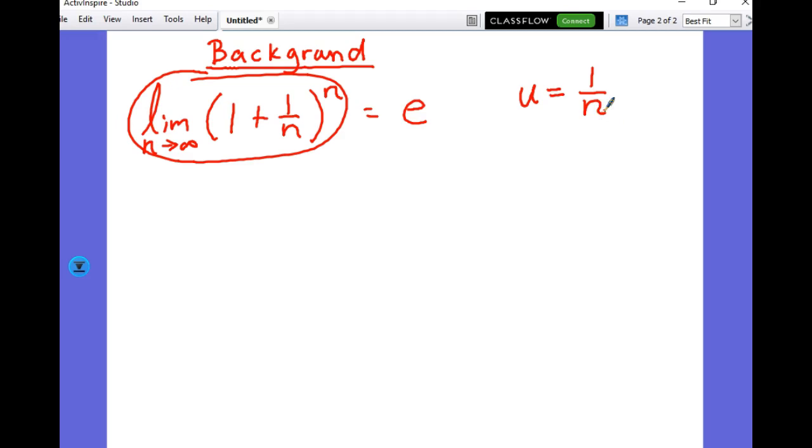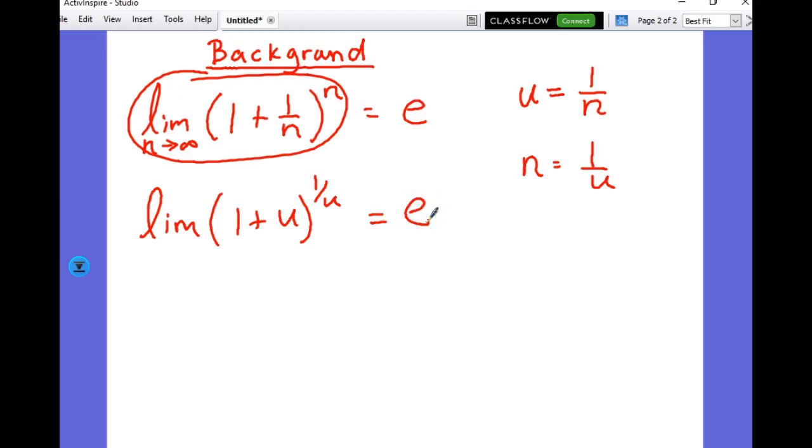Now one thing that we can derive from that is, if we do some cross multiplication, that n is equal to 1 over u. So I'm going to come over here and replace these numbers. 1 over n is u, so I'm going to put a u here, and n is 1 over u, so I'm going to put a 1 over u there. I'm just doing u substitution. It doesn't change the value, it just changes the way it looks. So this whole thing's still going to equal e.